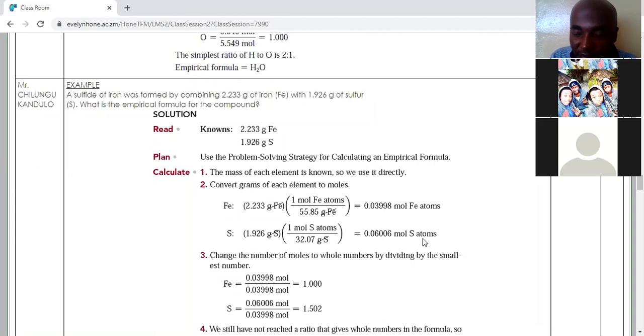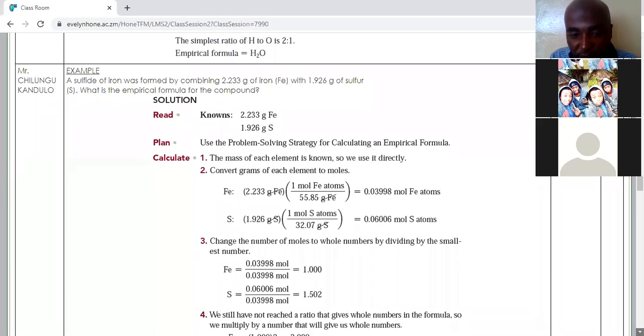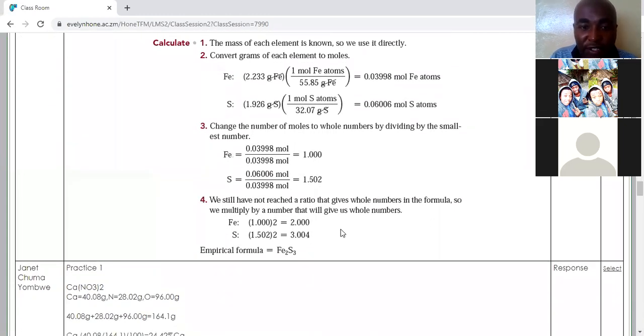Then when you divide them into each other, what you get is that ratio, 1.00 and 1.502. For these ones, you don't just round off to say 1 to 2. There, you multiply both by a factor of 2. Why? Because this is when it will become a proper whole number, if you have 1.5 or 0.5.